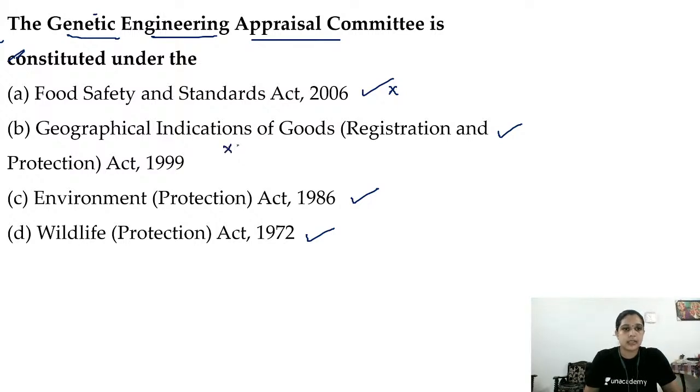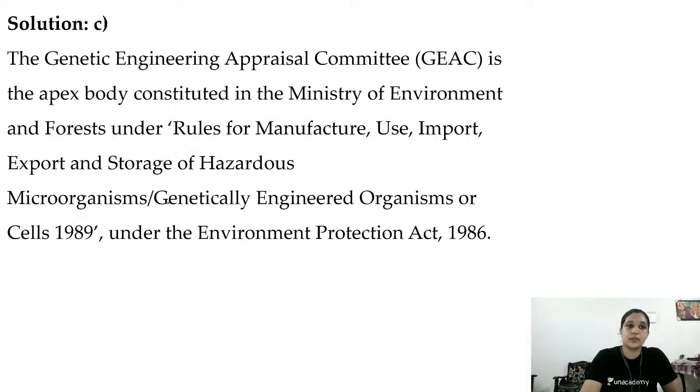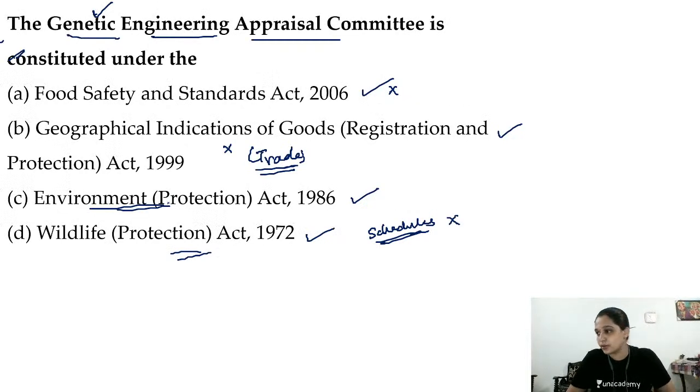Geographical indication is completely related to trade. It does not have anything to do with genetic engineering. The Wildlife Protection Act speaks about the schedules or lists of animals and plants which are protected. That also will not come. But genetic engineering has a link with environmental protection, so that is the answer. Clear how I came to the conclusion for this question? I don't know whether it is the Environment Protection Act or not, but genetic engineering is not only done for food. If it were only done for food, you could talk about food safety and standards.